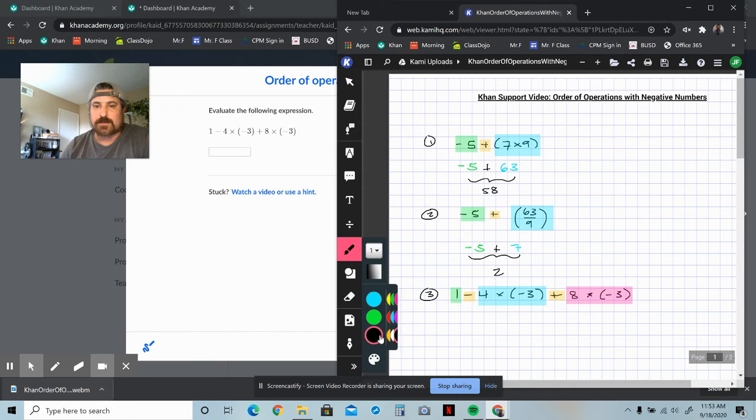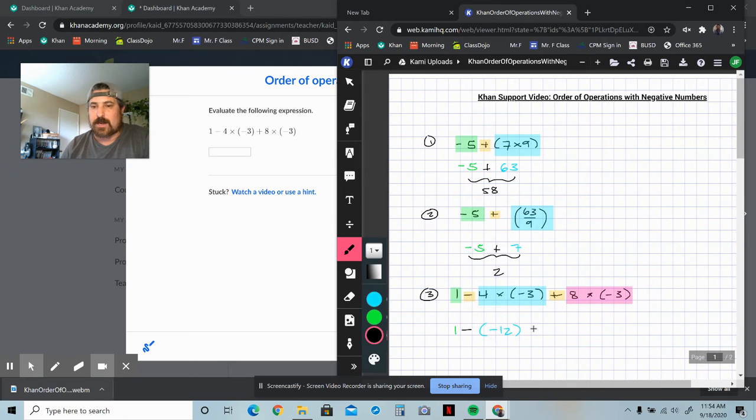So just be careful with your signs and work within each of these. The value of 1 is 1. We're going to subtract, right? Let's stay the same. Whatever this blue thing is worth. Well, what's 4 times negative 3? A positive times a negative is a negative. So that value is going to be, in parentheses, negative 12. Okay, so it's like 1 take away negative 12.